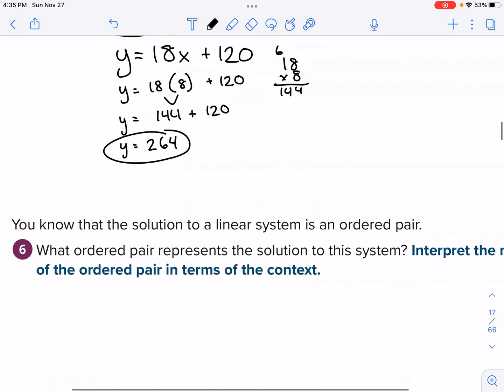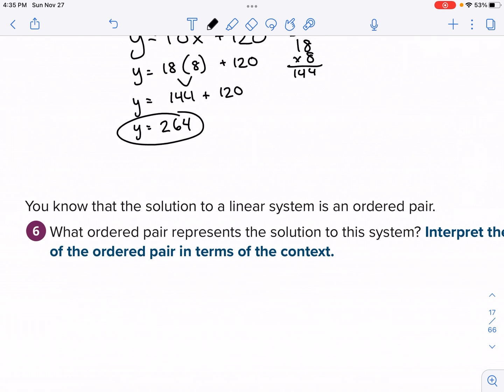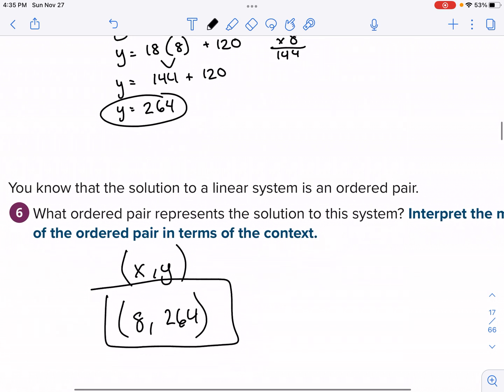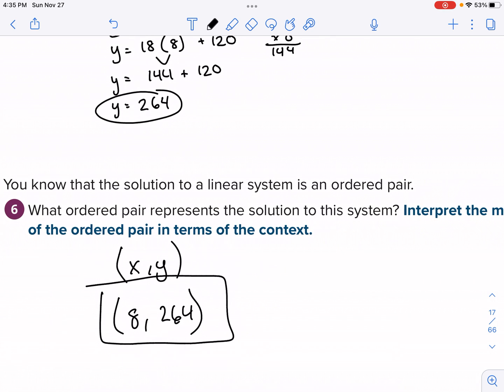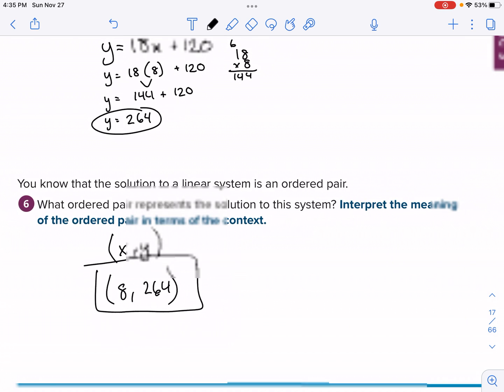As a final answer, because that's not the final answer yet: what ordered pair represents the solution to the system? It's always x comma y. Our final answer is 8 weeks, y is $264. That's the answer here. So what it means is Colleen and Jimmy will each have $264 in their savings account in 8 weeks.